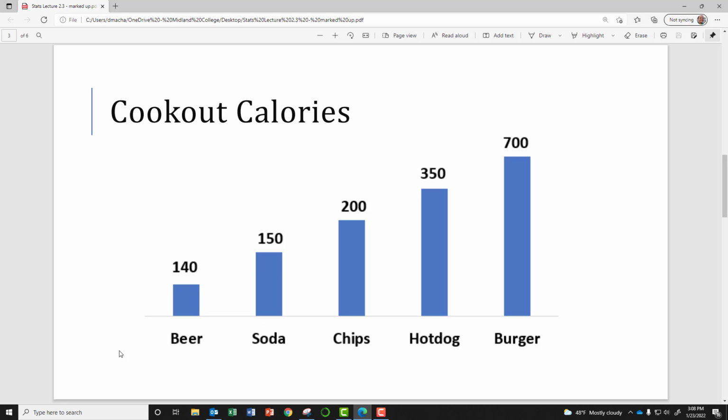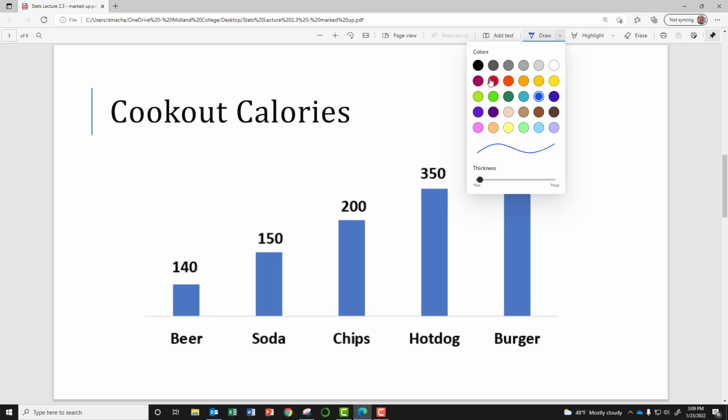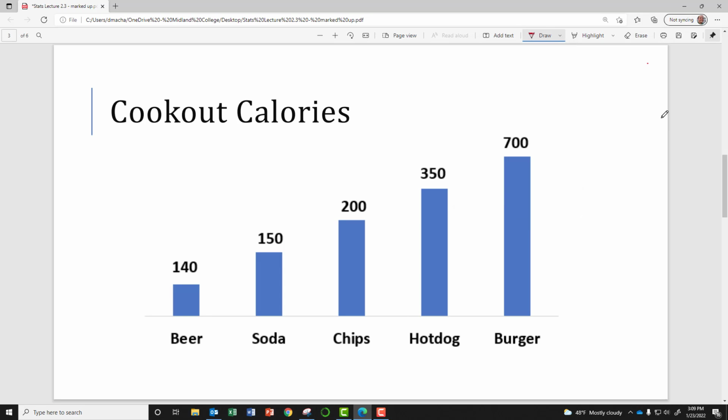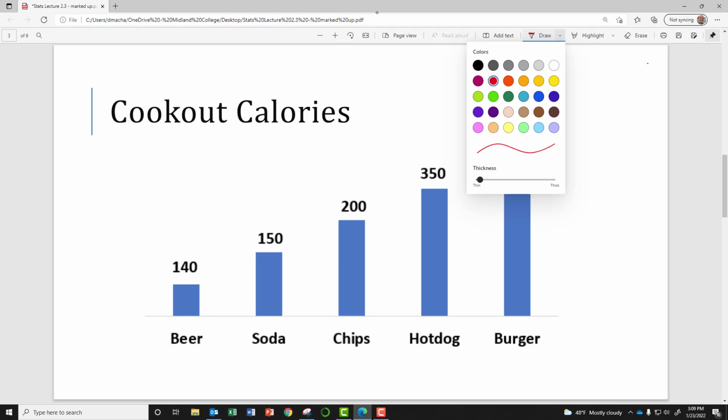So, here's my first example for you guys. The title of this graph is Cookout Calories. And so maybe you can glean from this that we're looking at 5 different items that you might find at a cookout and their calorie content. And it says beer, soda, chips, hot dog, burger.